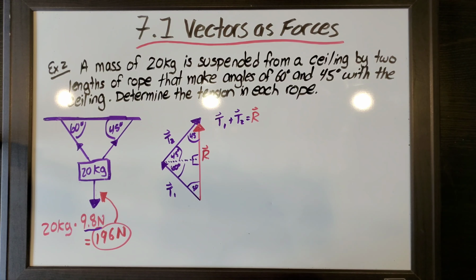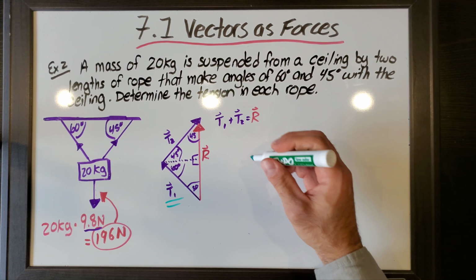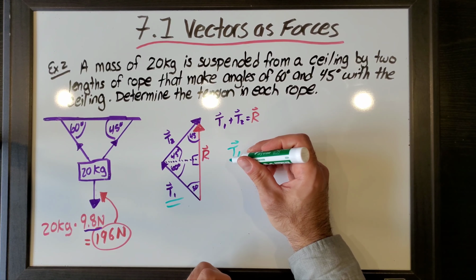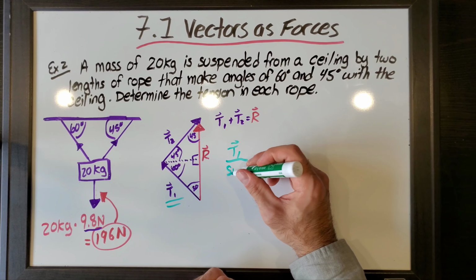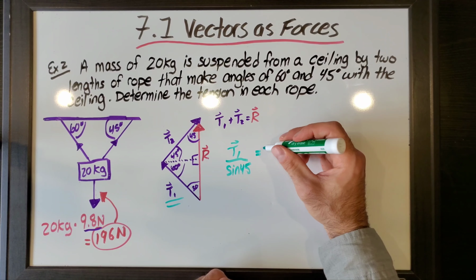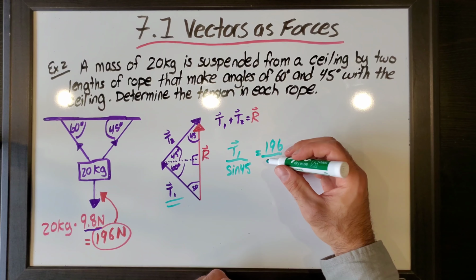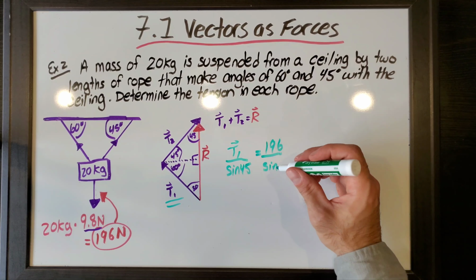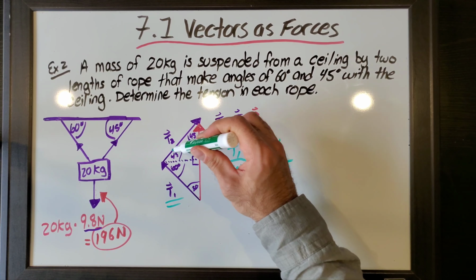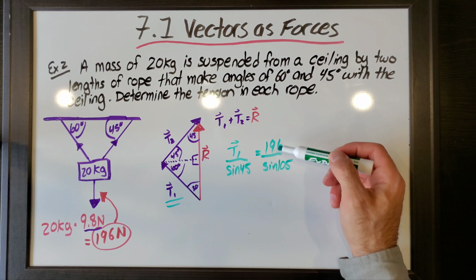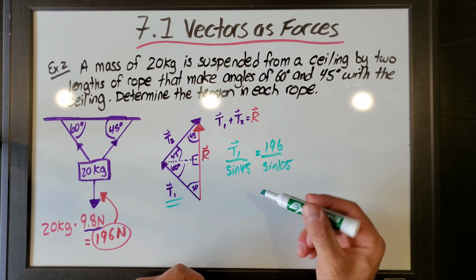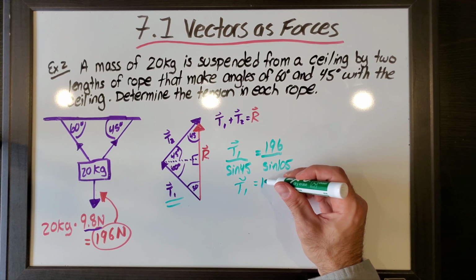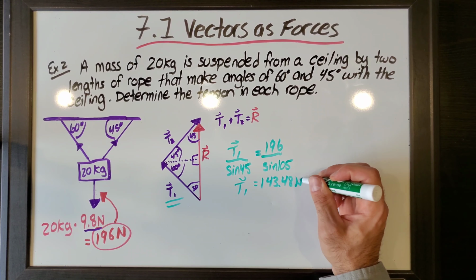So for instance, if I want to solve for T1, I'm going to have to use sine law. T1 over sine 45 is going to be equal to 196, which is R, over sine of 105. So this entire angle in here, these are buddies, right? 105 and the R are going to be in one ratio, and the T1 and that 45 across the triangle are going to be in the other ratio. So now all I have to do is multiply 196 by sine 45, divided by sine 105. I'm going to get the tension on this rope is 143.48 newtons.